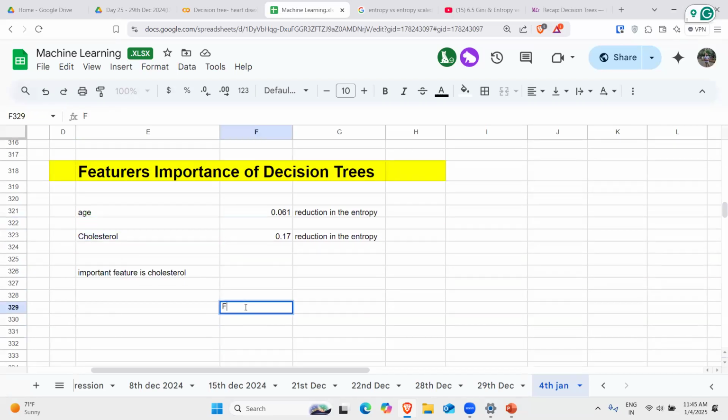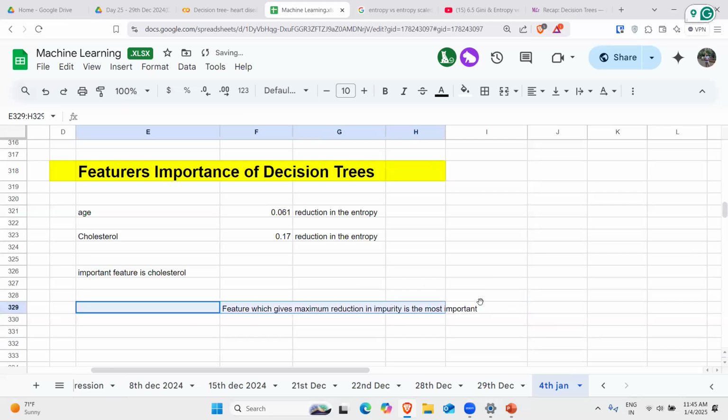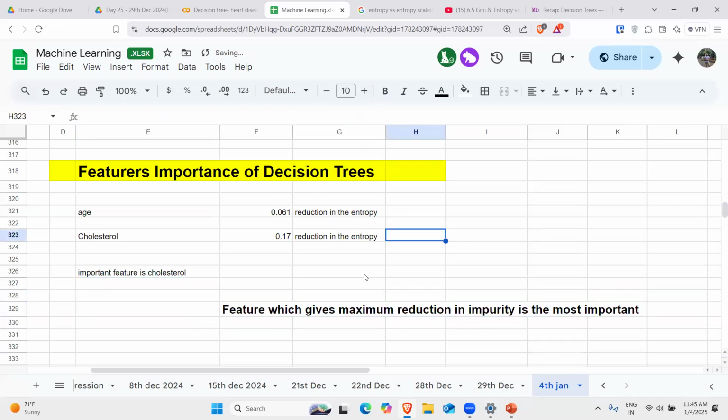So I can say the feature which gives maximum reduction in impurity is the most important feature. Yes or no? So that's the reason we calculate the information gain, to understand which feature is important for us, right? That is another use case scenario. So cholesterol is a more important feature as compared to gender.